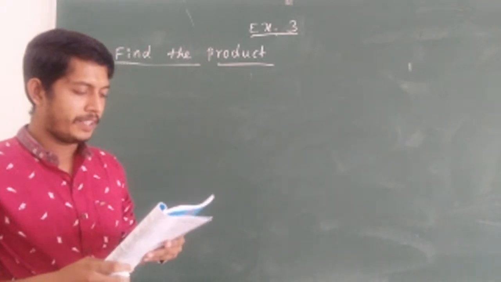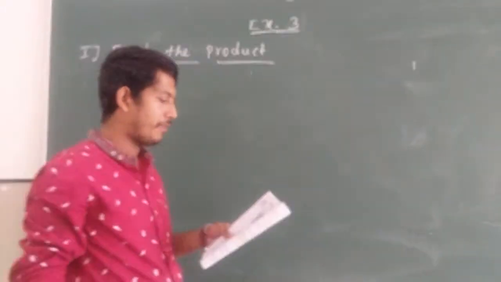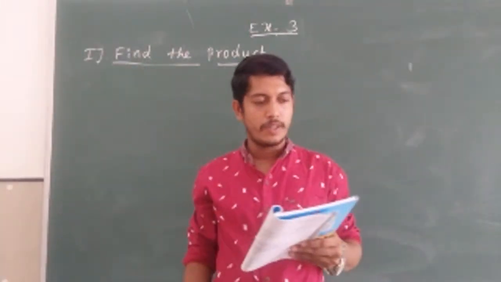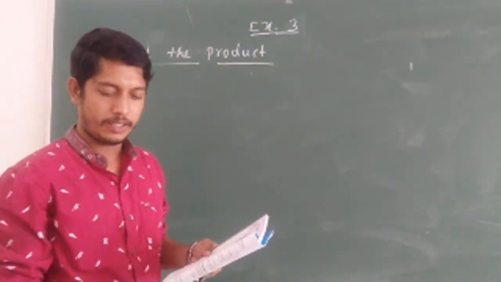And in the second main, they gave one tabulation. In that, first expression, second expression, and product are given. So in page number 98, they ask us to find the product.